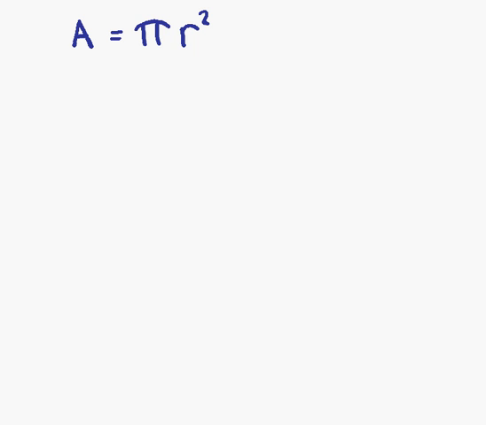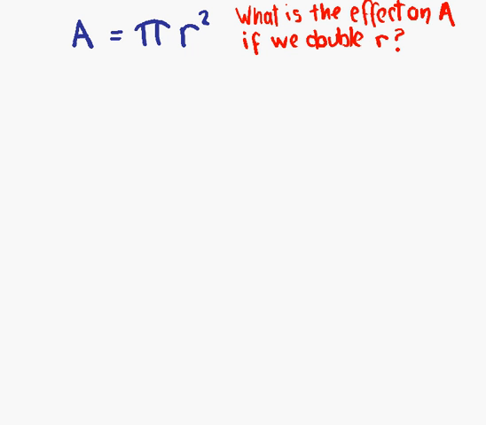Example number 2. In this example, we are going to look at the formula for the area of a circle. The area A equals pi multiplied by the radius squared. The question this time is, what is the effect on the area A if we double the radius r? Now, in the previous example, when we had C equals pi times D, when we doubled the diameter, the effect was it just doubled the circumference. We'll have a look to see what happens this time. So, what is the effect on A if we double r?